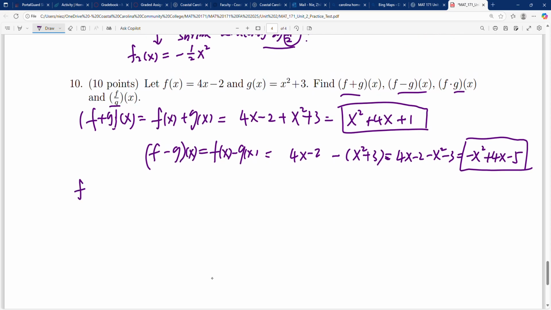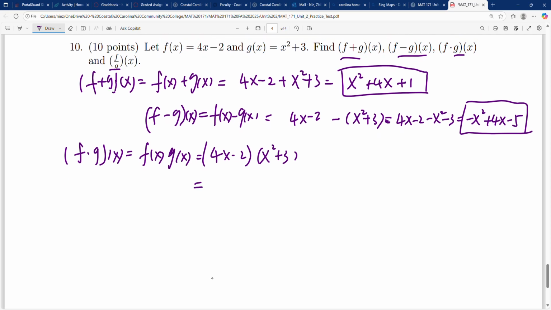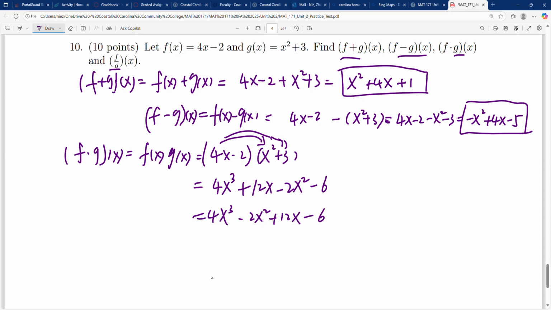Okay, then the product is just equal to f of x times g of x, equal to 4x minus 2 times x squared plus 3. Here you need to use FOIL or whatever. So it's 4x cubed. Then 4x times 3 is 12x. Then negative 2 times x squared, negative 2 times 3. Then list them in order, so it's 4x cubed minus 2x squared plus 12x minus 6.